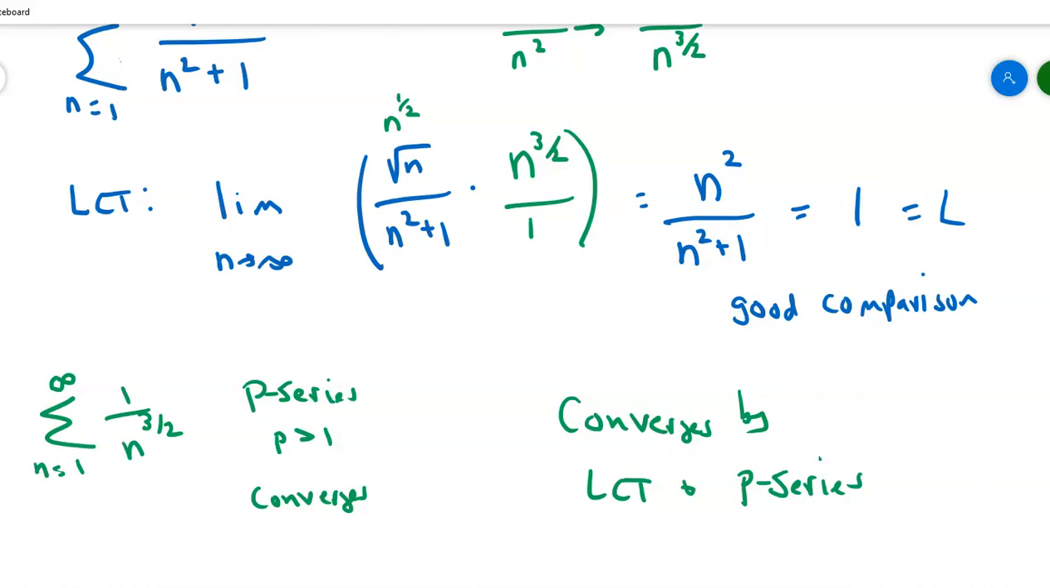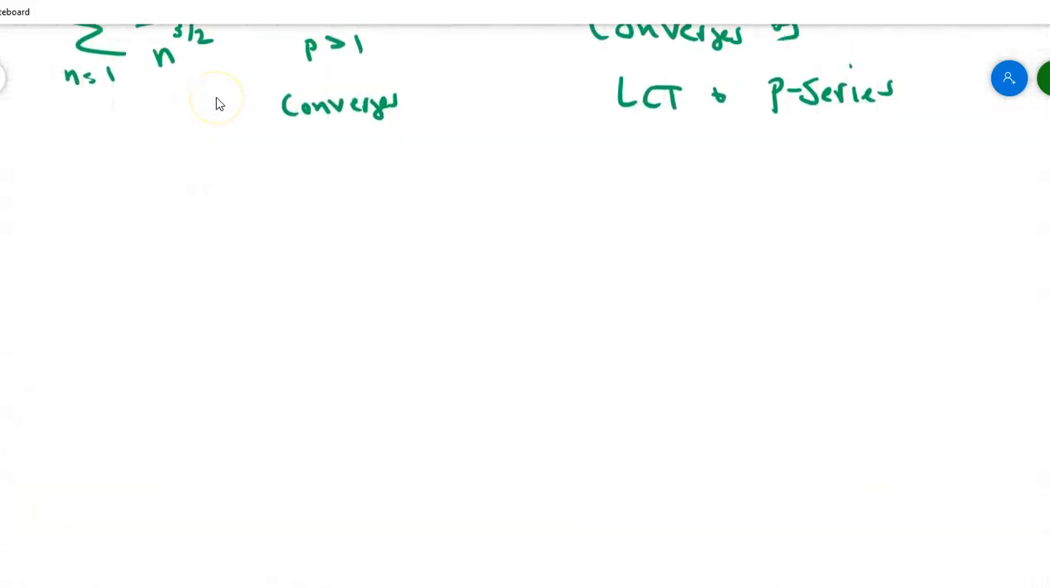All right, let's try one more example, and then we'll get into alternating series. So let's take a look at this one. I'm going to take the sum from n equals 1 to infinity of n times 2 to the n over 4n to the third plus 1.